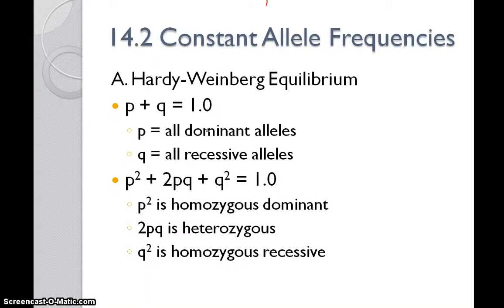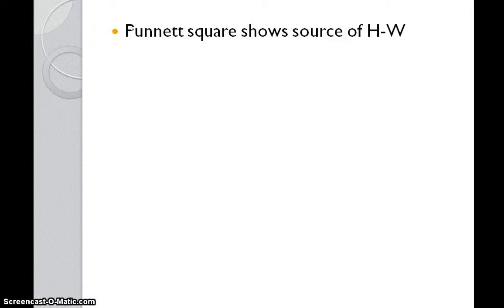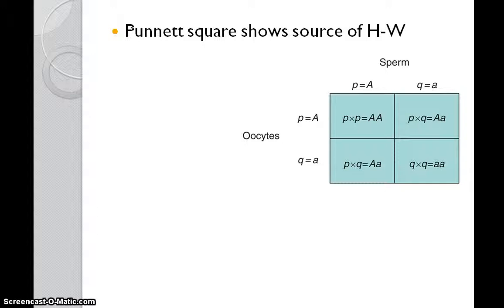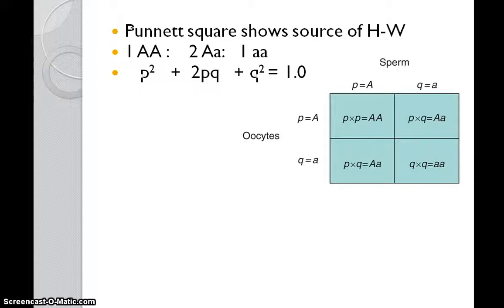This information does come from a Punnett square. So if you look at a Punnett square, you can see the source of the Hardy-Weinberg equation. Here's a Punnett square using p for capital A, the dominant allele, and q for little a, the recessive allele. Notice that you would end up with 1 big A big A, 2 big A little a, and 1 little a little a. This then can be translated into p's and q's. So the big A big A becomes p squared, the big A little a becomes pq, and the little a little a becomes q squared. Notice this equation comes then from the Punnett square.